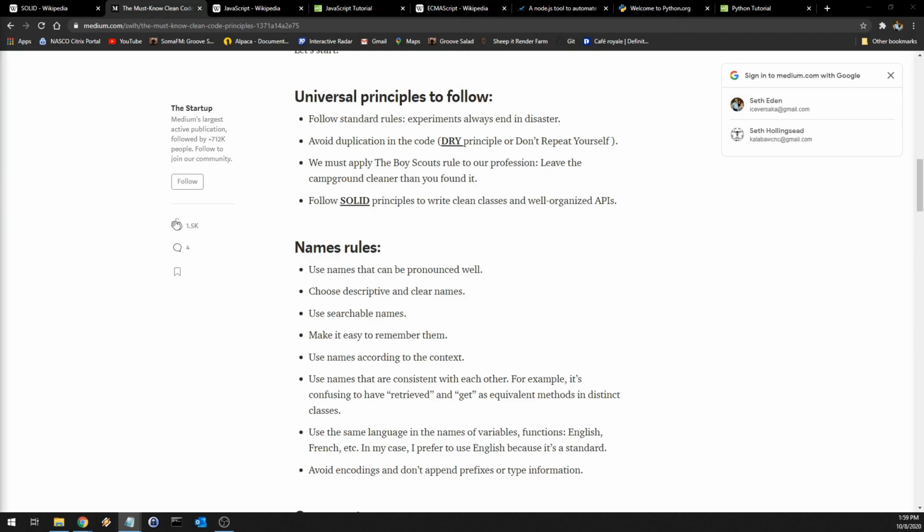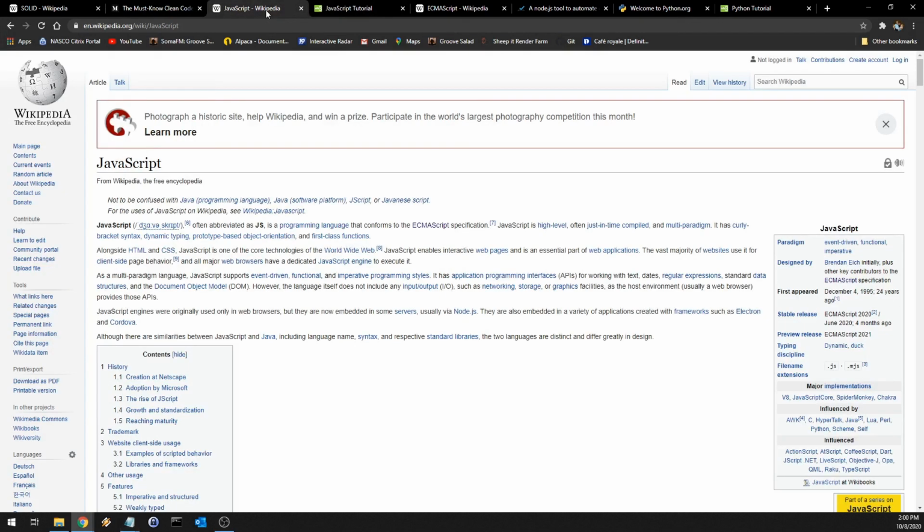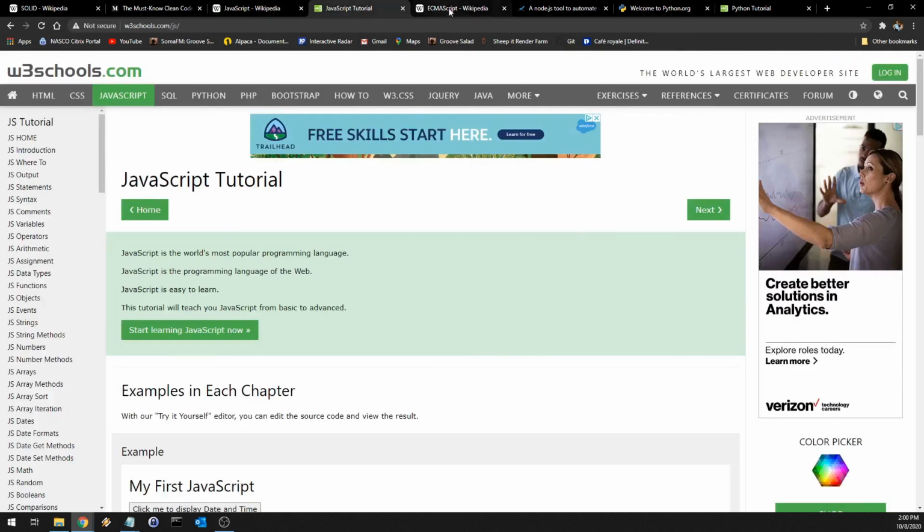Since most of the web is written in JavaScript and there is some compatibility between JavaScript and Python, I've chosen to implement the framework using JavaScript and leveraging the ES6 ECMAScript syntax. So, some links on JavaScript and ECMAScript.